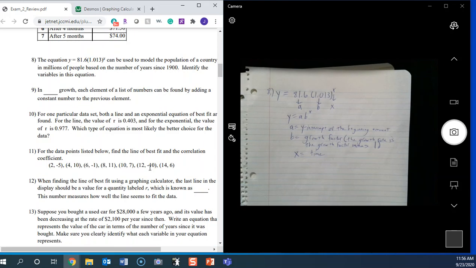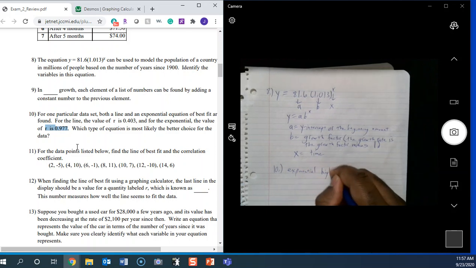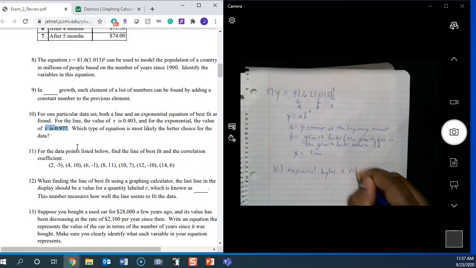Number 10. It says for one particular data set, both a line and the exponential equation of best fit are found. For the line, the value of R is 0.403, and for the exponential, the value of R is 0.977. Which type of equation is most likely the better choice for the data? And we know the value of r that's closest to 1 is the better one. So it'll be the exponential. So for number 10, it'll be exponential. And then you could put as an explanation higher R value. And we know R is equal to correlation coefficient.